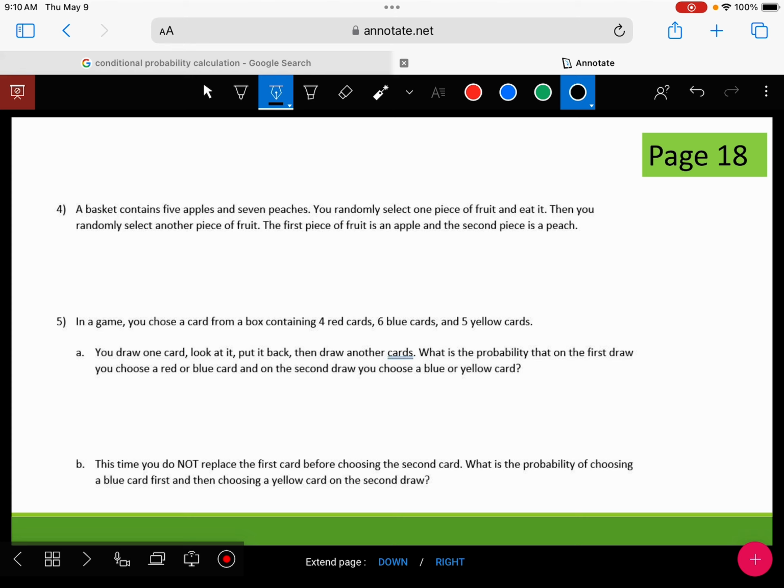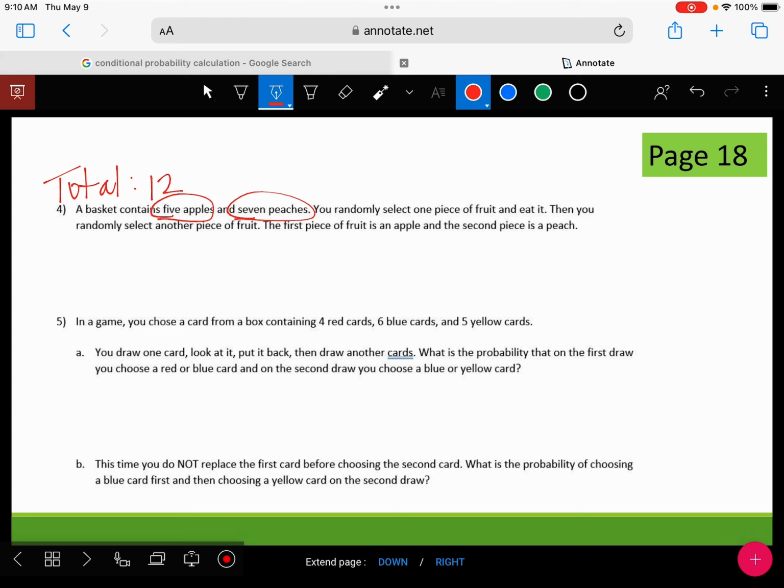So we got a basket that only has apples and peaches. It has 5 apples and 7 peaches. So how many pieces of fruit do we have altogether? What's the total number of fruit in our basket? If I have 5 apples and 7 peaches, how many pieces of fruit do I have? 12. 12 fruit. Okay. So we picked a piece of fruit and we ate it.